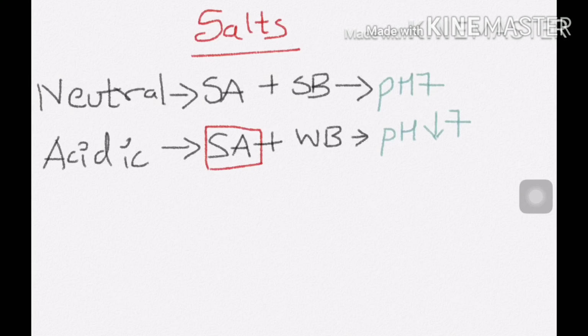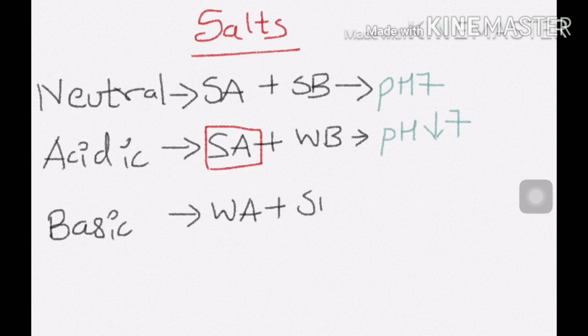Next you have your basic salt. Means weak acid. And you have strong base. Base means pH will be greater than 7. The salt is basic in nature because base is stronger over here.